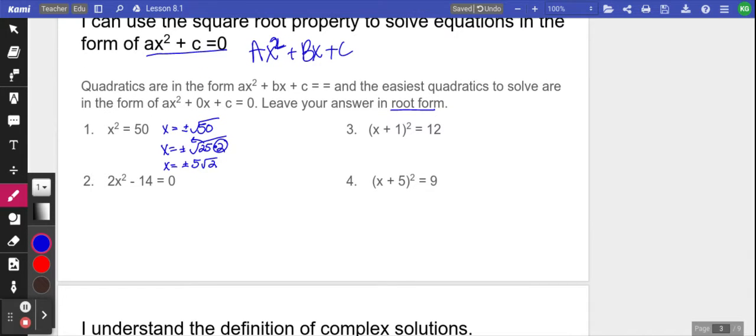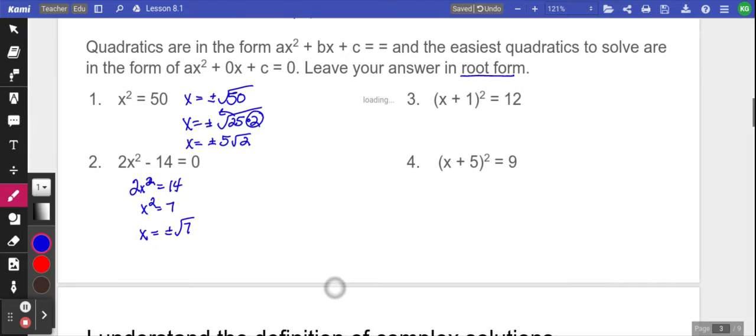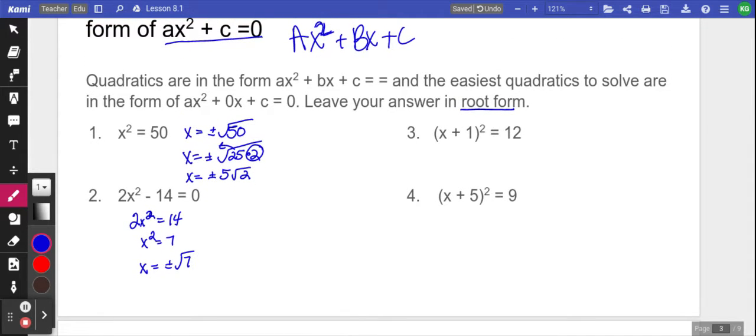On the second one, the first thing I need to do is add 14. Then I'm going to divide by 2, and then take the square root. And 7 cannot be square rooted or broken down any further, so my final answer is plus or minus the square root of 7.